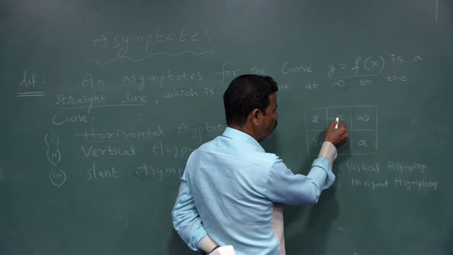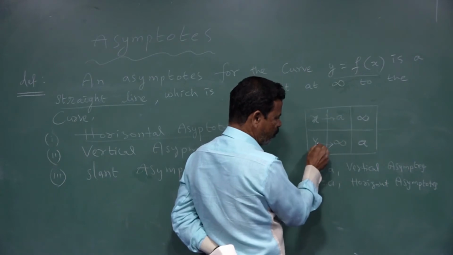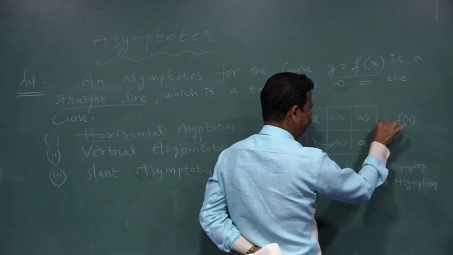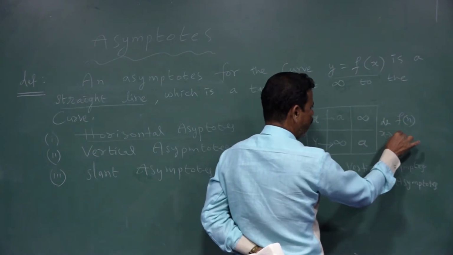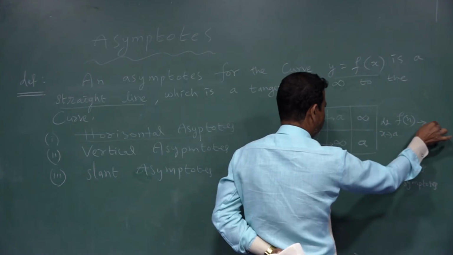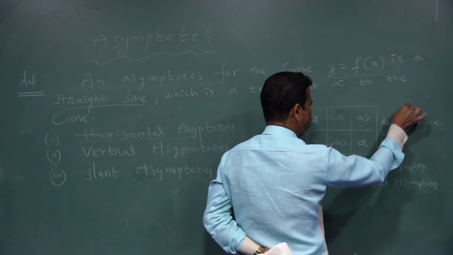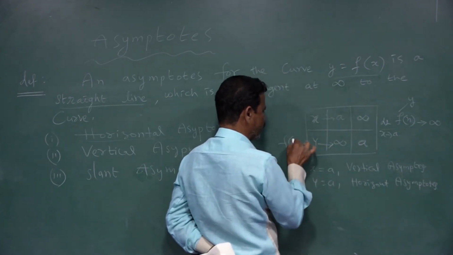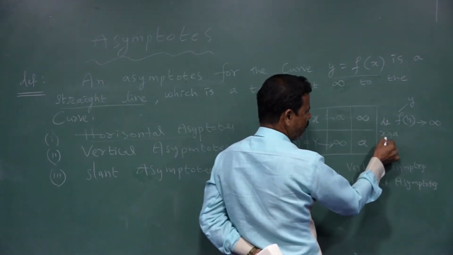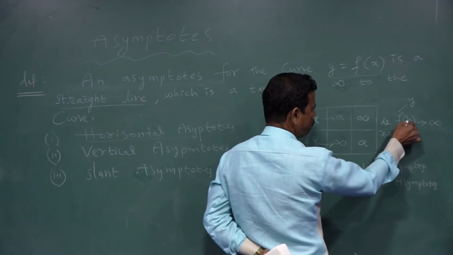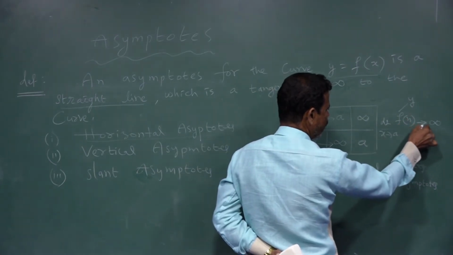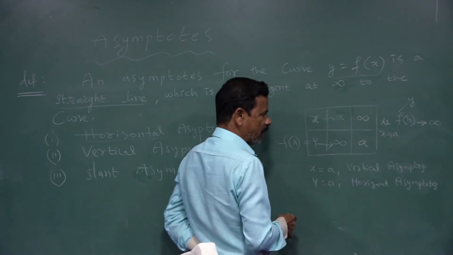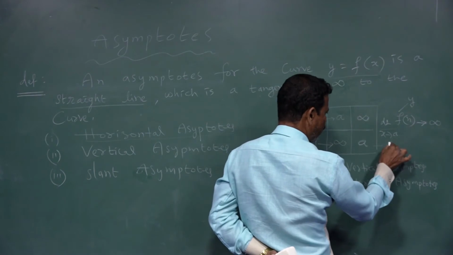If x tends to a, then y reaches infinity. That means for the function f of x, the limit as x tends to a is infinity. So f of x is treated as y, y tends to infinity, y is here f of x. Limit x tends to a, f of x reaches infinity. Then x is equal to a is the vertical asymptote.